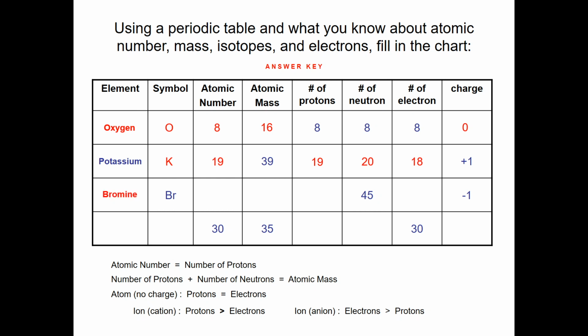Br is the element for bromine. Looking at the periodic table, it's number 35. What would be the atomic mass? It would be the number of protons plus the number of neutrons. The number of protons is 35, same as atomic number. So 35 plus 45 is 80. What would be the number of electrons for this? If it has a charge of -1, that means it has one additional electron over its protons. So it has 36.